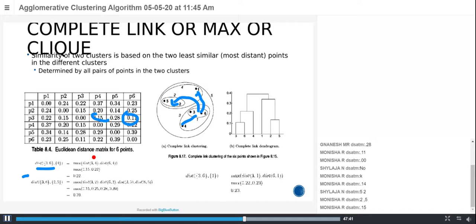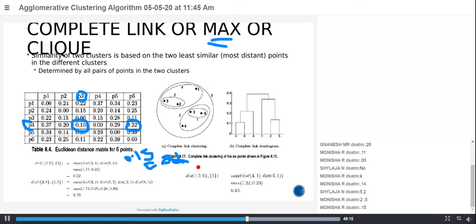What is the distance between 3, 4? This is 3 and this is 4, so the distance between 3, 4 is 0.15. What is the distance between 6, 4? This is 4 and this is 6, and the distance between 6, 4 is 0.22. And which one is minimum? Sorry, which one is maximum here, since we are applying the maximum technique?